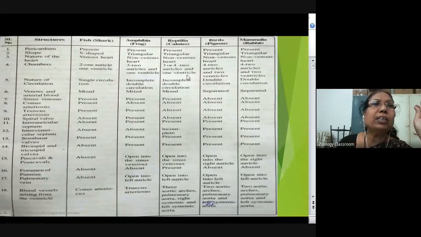So the first one is the structure, that is, the pericardium.